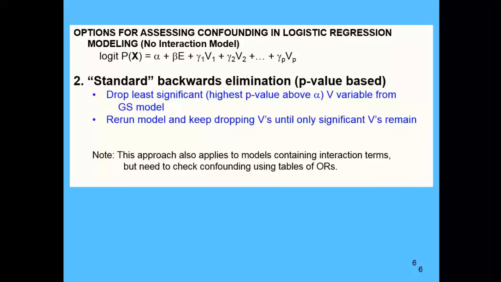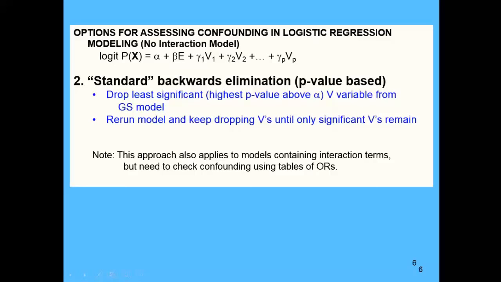Rerun the model and keep dropping V's, because I'm assuming you're dealing with confounding and there's no interaction. So you only have V's, you don't have EV product terms. It's more complicated if you want to deal with this confounding assessment when there's interaction. We already talked about it. You have to deal with tables. You drop the least significant V variable, you rerun the model and keep dropping V's until only significant V's remain. And this approach also applies to models containing interaction terms, but you have to deal with tables. That's what I was just saying.